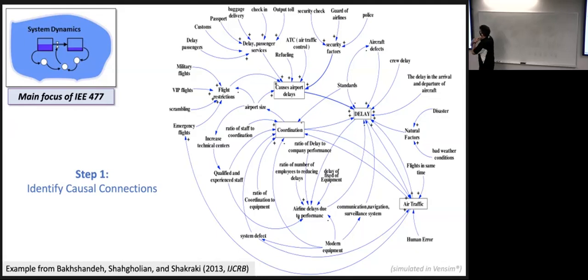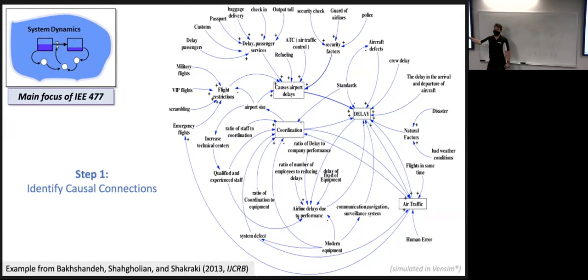I'm not going to spend a lot of time on this, but basically they start identifying all the causal connections that cause trends to move around. So in general, what causes people to be late at an airport? You can come up with a bunch of those things and say, well, this thing has a positive influence, this thing has a negative influence. And you build one of these so-called causal loop diagrams.